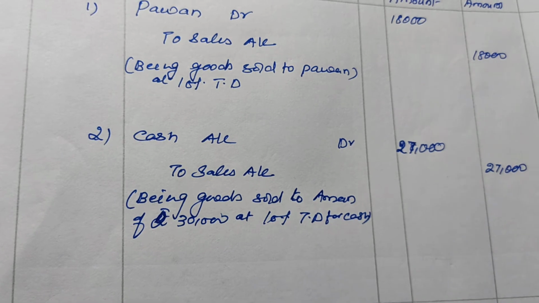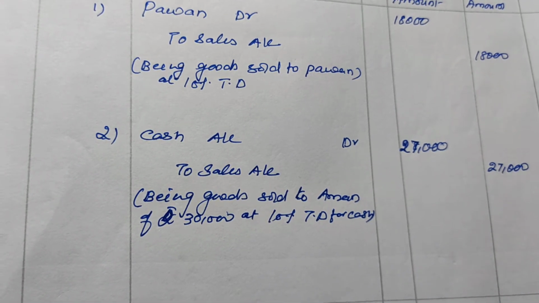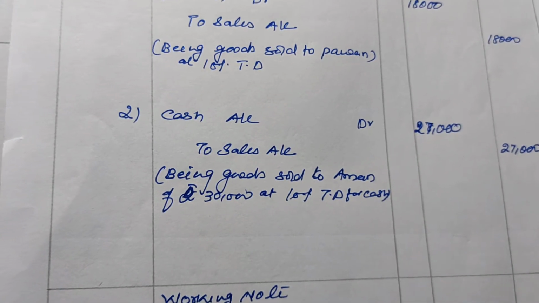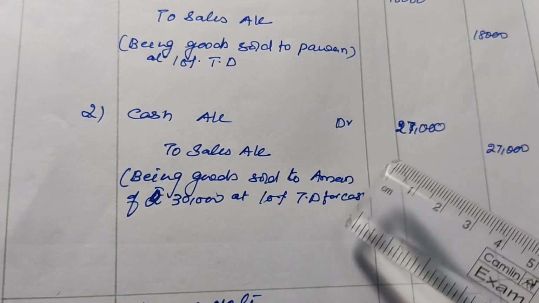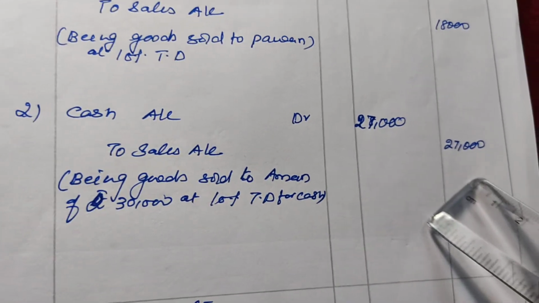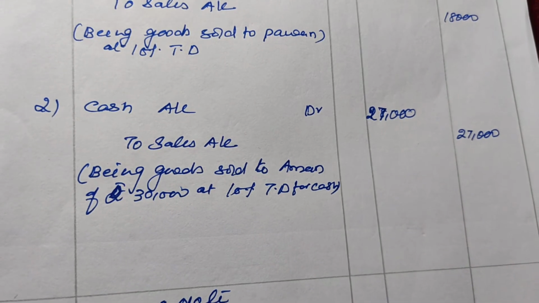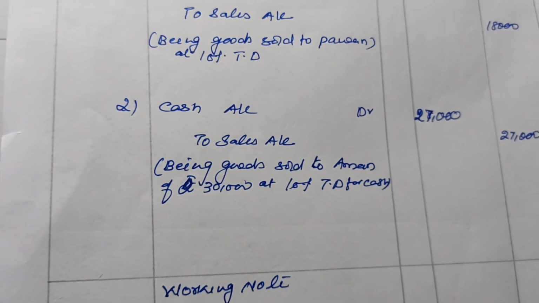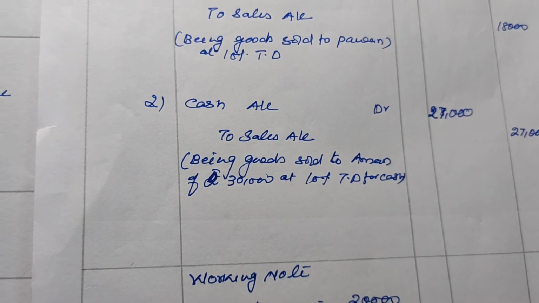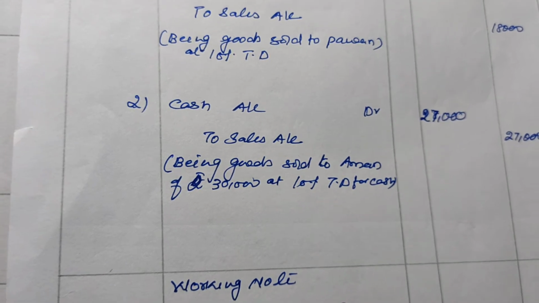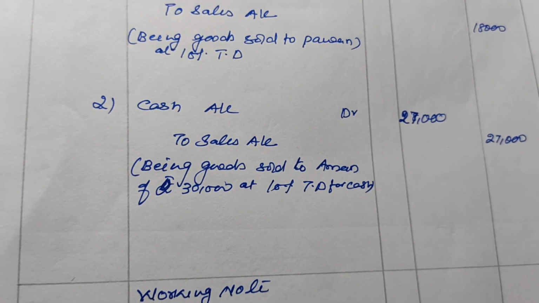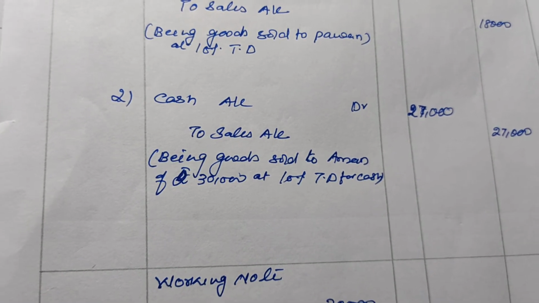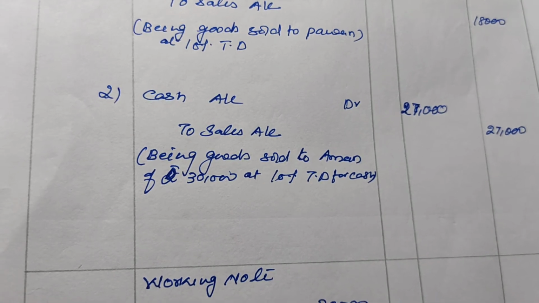Our list price was 30,000 and 10% trade discount. 30,000's 10% is 3,000. So we have to deduct 3,000 from 30,000. What will be our amount here? 27,000. Here also 27,000. So when the trade discount is given, there will be no change in the journal entry. If it is purchase, we will do the journal entry of purchase. If it is sales, we will do the journal entry of sales. But the amount which we have to record will be after deducting the trade discount. Okay. Now let's see the cash discount transaction.